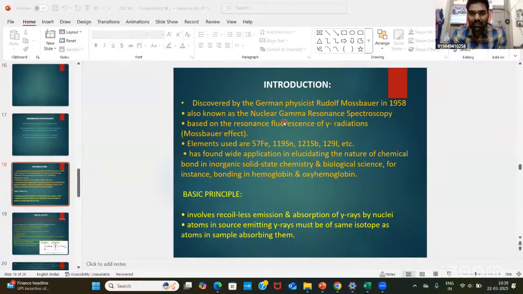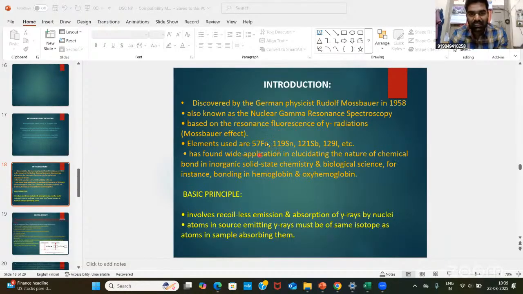This technique provides us a means for producing and studying gamma rays whose energies are extremely well defined. So this is the use of the Mössbauer effect: we can study the gamma rays.